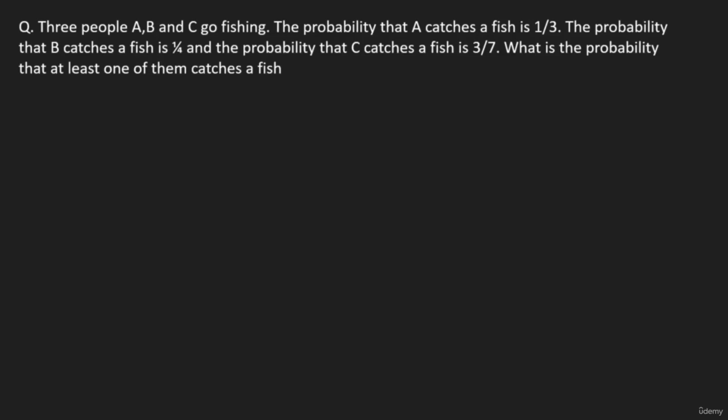Let's do this question. 3 people A, B and C go fishing. The probability that A catches a fish is 1 by 3. The probability that B catches a fish is 1 by 4 and the probability that C catches a fish is 3 by 7. What is the probability that at least one of them catches a fish?